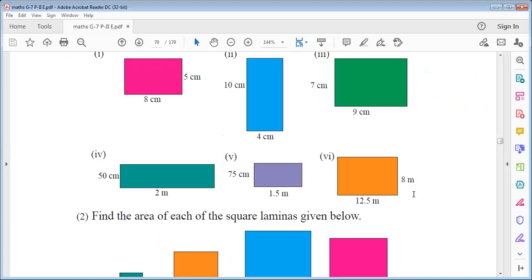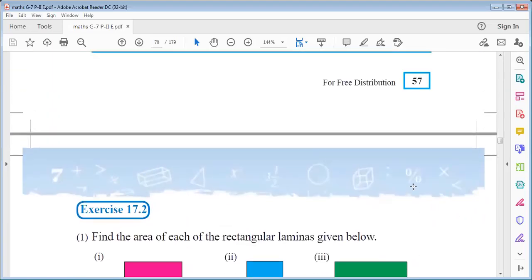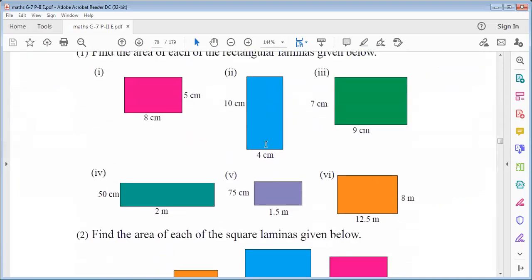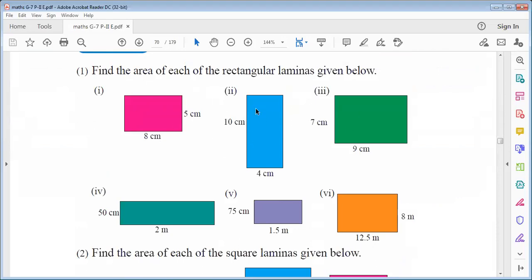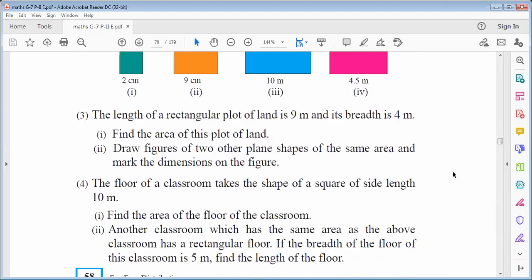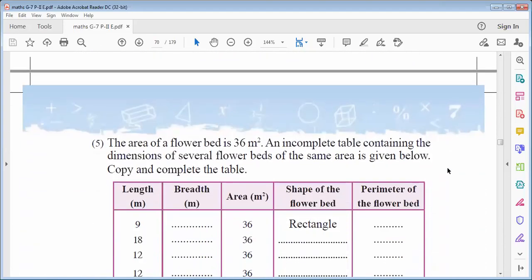Right, then mark the homework: exercise 17.2. You have to do it as homework. You have to find the area of these plane figures. All questions of exercise 17.2 you have to do.